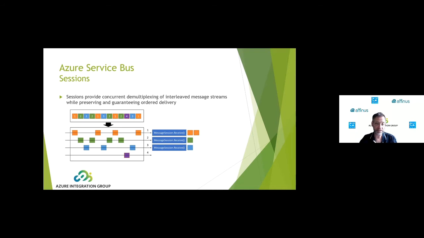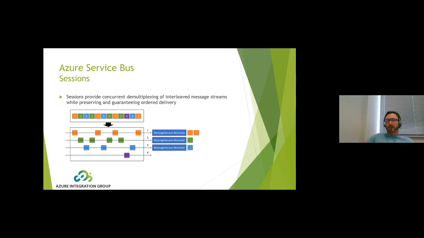So what we would like to do is say, as a consumer, consumer 1, message session receive, I want to get all the number 1s, but they are received in order. What we're also talking about here is that each of those message session receives are all instances, aren't they?